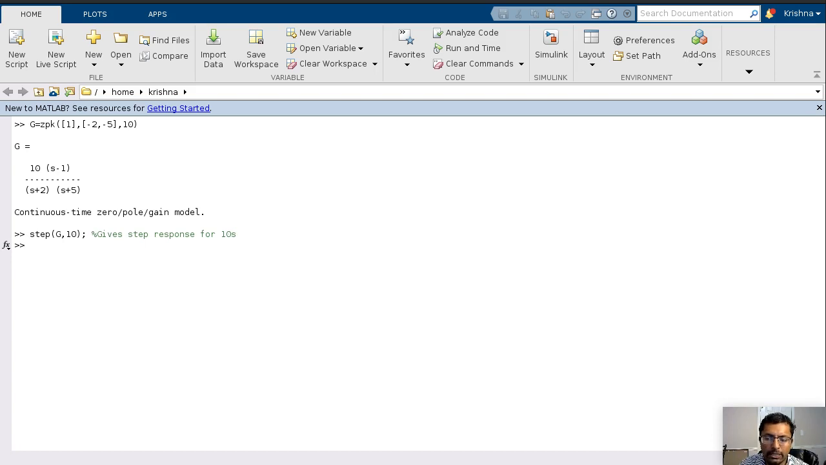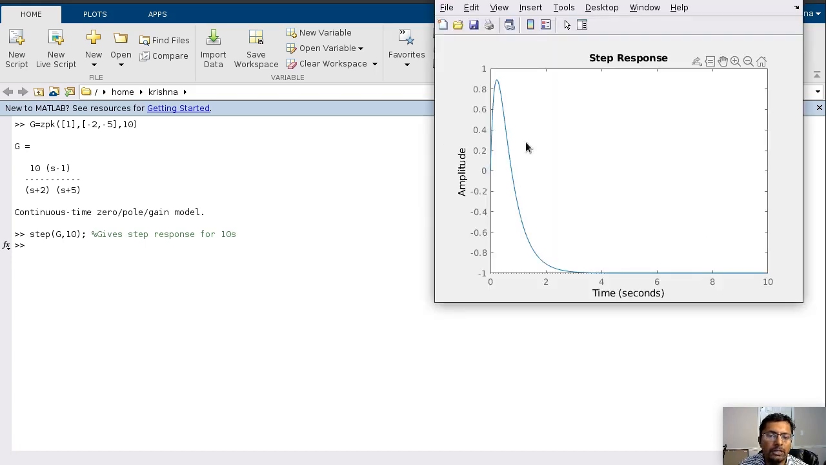So it creates it in the same figure. This is the step response. It goes on this side and then on the other side. It seems stable enough. All right.